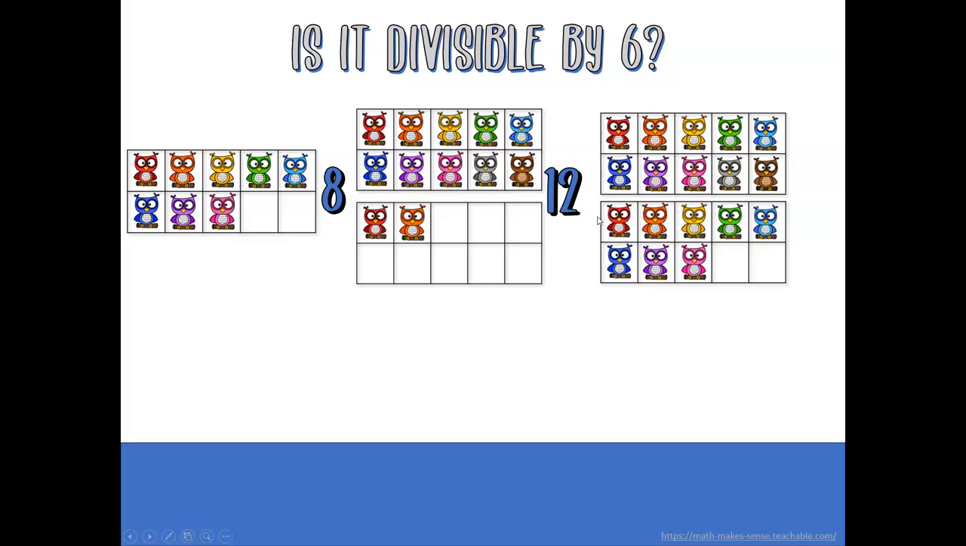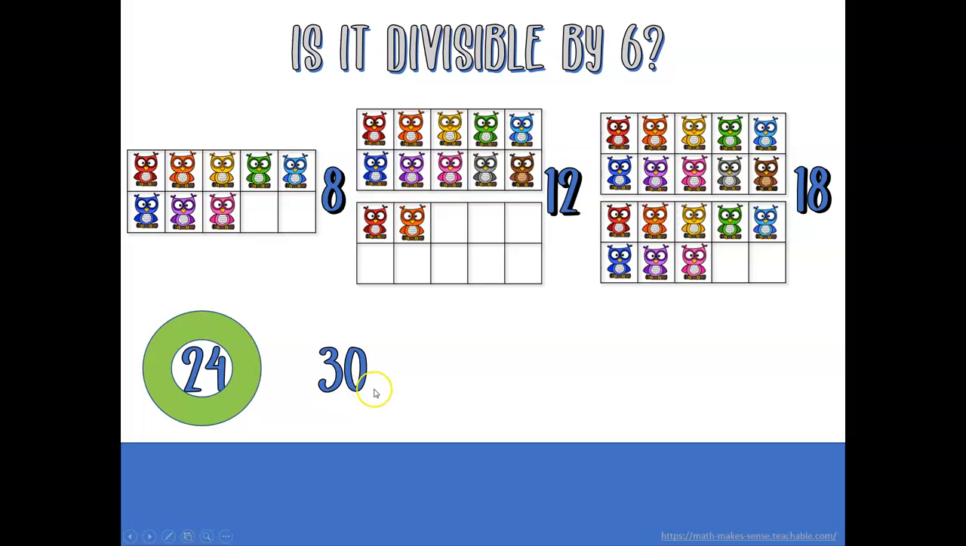And then let's look at 18. We left off with our 12, so let's count again. 1, 2, 3, 4, 5, 6. So we have another group of 6, so 18 works. Now let's just go based on what we know from the multiplication tables for the rest of these. 24 divided by 6 equals 4, so that works. 30 divided by 6 equals 5, so that works.